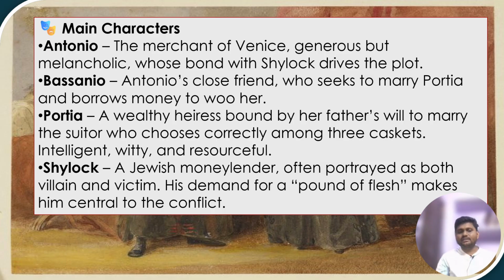The fourth character is Shylock. He is a Jewish moneylender. He is often portrayed as both villain and victim in this play. He demands a pound of flesh from Antonio if he is unable to return Shylock's money.